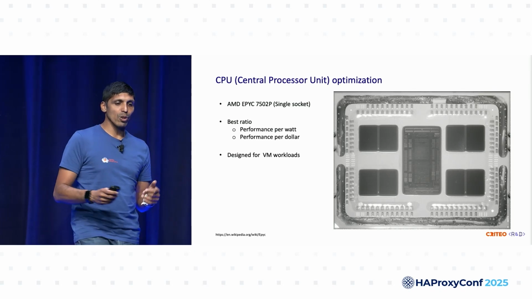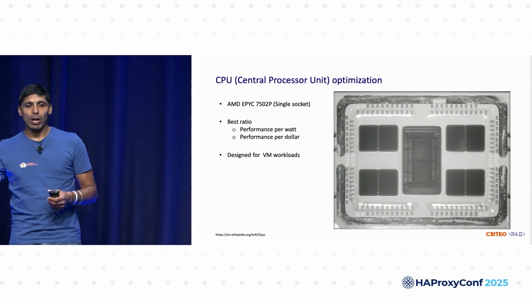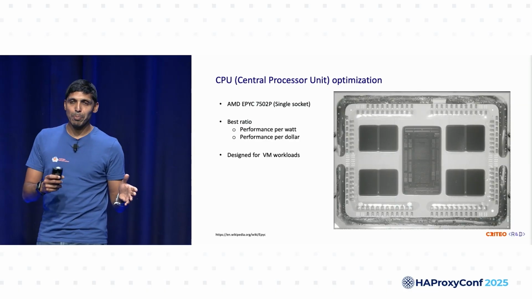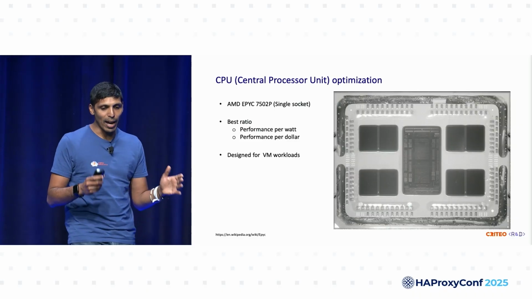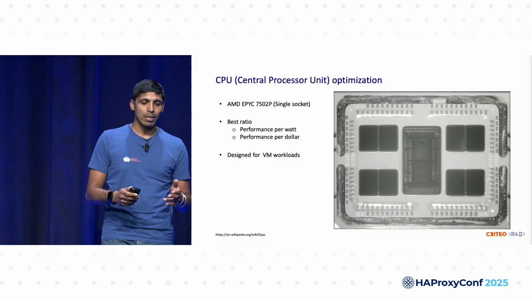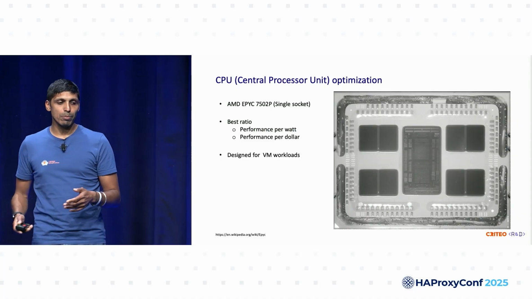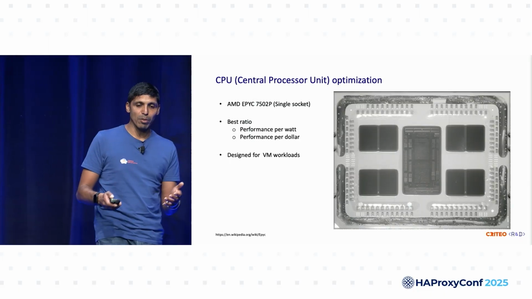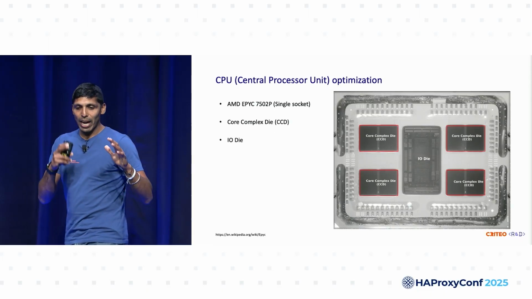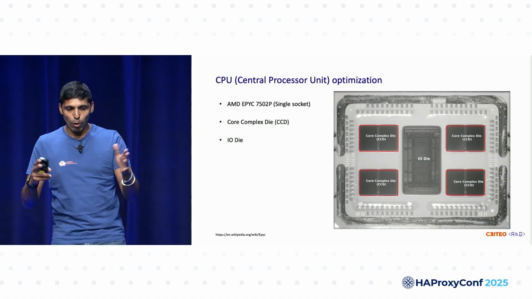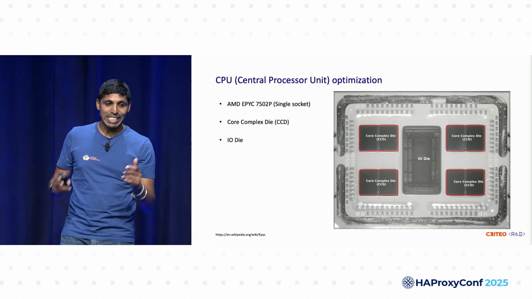The reason for this choice is to have the best ratio of performance, power, and cost. And this CPU is well adapted for virtualization and high-performance computing workloads. In this image, you can see a near-infrared photograph of the CPU. Let's now dissect the different parts. If you look at the image, I've highlighted two parts. The first part is a core complex die, CCD.